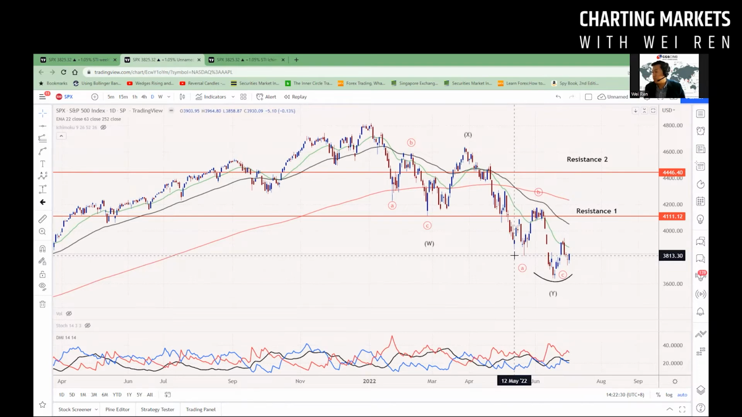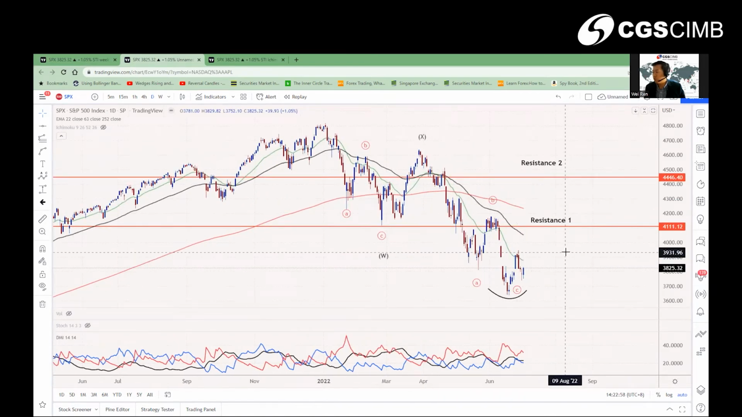The S&P 500 last Friday has already broken above 3813.30, with a bullish reversal confirmed by the long-legged doji over here. However, longer term, we believe that resistance one at 4,101 and 4,446 will be the next likely resistance levels we'll be looking for. So right now we can see that in the short and mid term, we are likely looking at a mid-term rebound going forward.